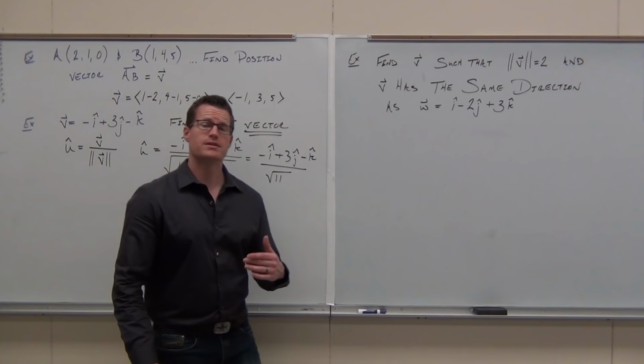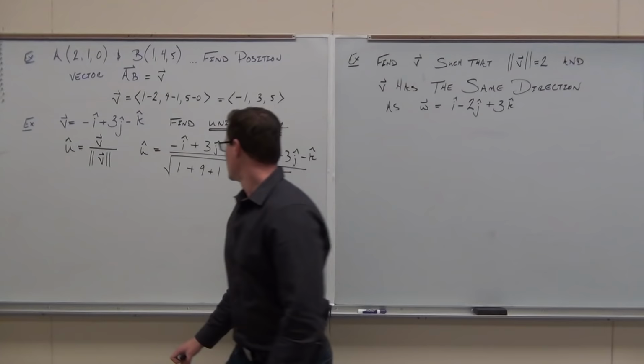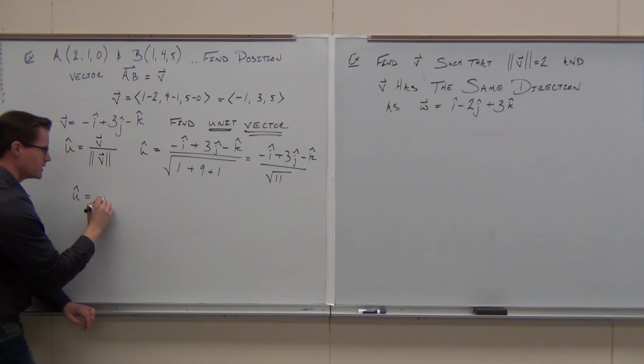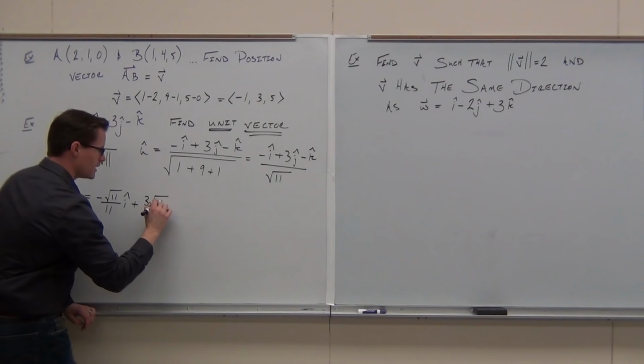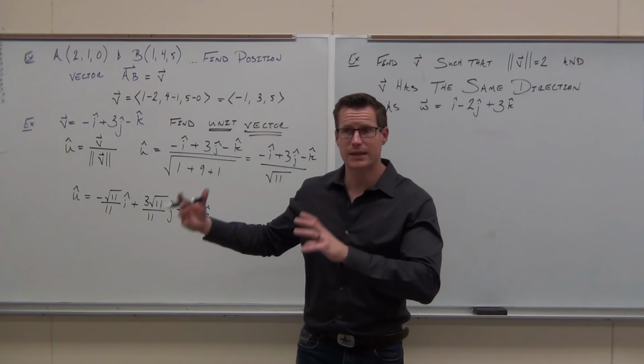This is not how you leave a unit vector. You choose one of two ways from here on out. One way is kind of sucky. One way is a lot nicer. You're going to see both ways, okay? One way that you can write the unit vector, make sure you have that little hat saying unit vector, you could rationalize and distribute all of this, and you get negative square root 11 over 11 i plus 3 root 11 over 11 j minus square root 11 over 11 k. That's kind of the messy way to do it, but it's the literal vector.